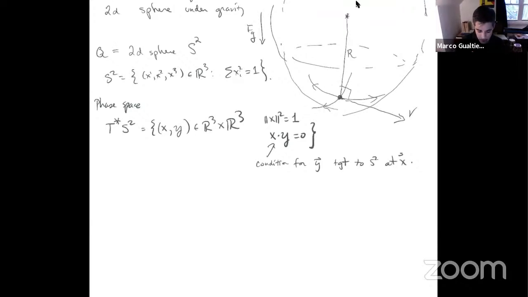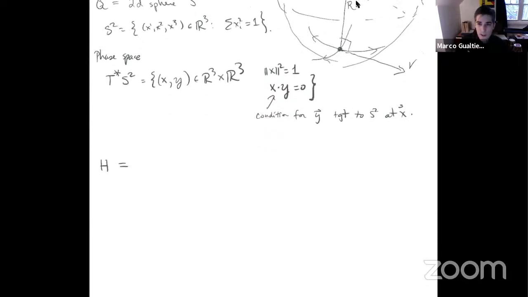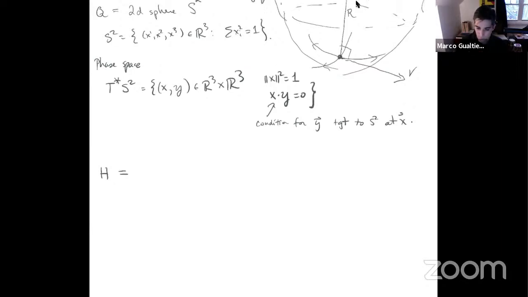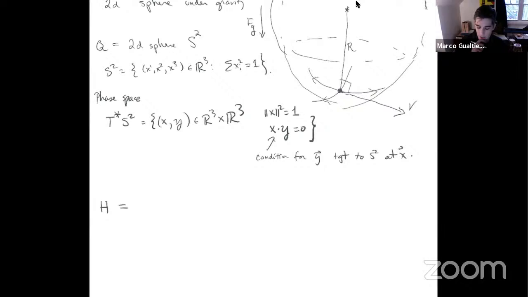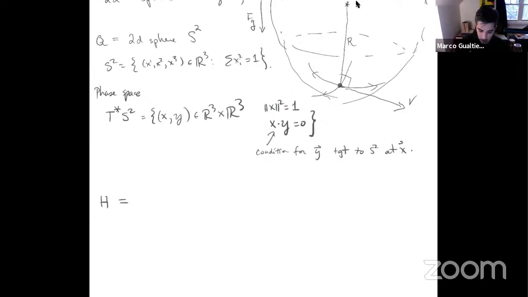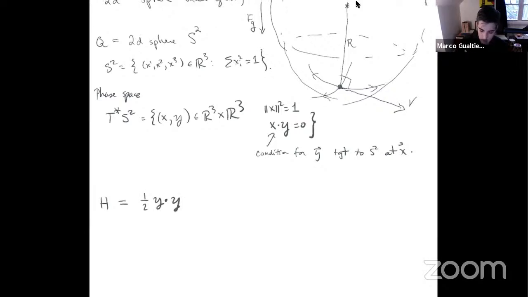Okay, and what is the energy? The total energy. Yeah, so what is the total energy? Well, there's a kinetic term, and the kinetic term is always 1/2 times the mass times the velocity squared, according to physics. I'll let the mass be 1. So it's 1/2 the norm squared of the velocity.